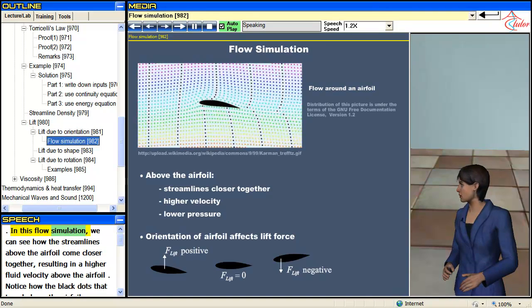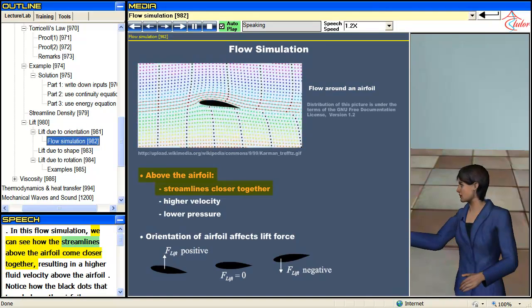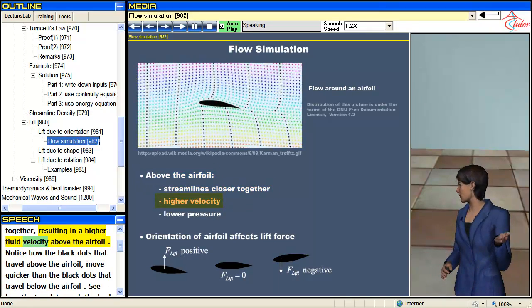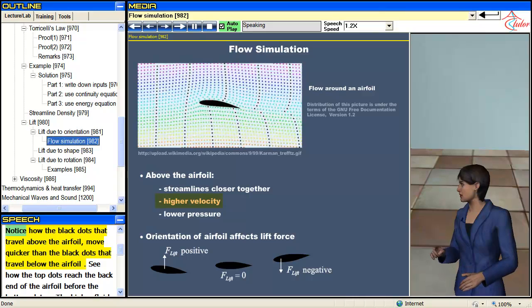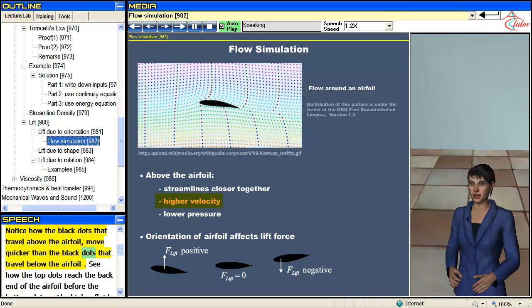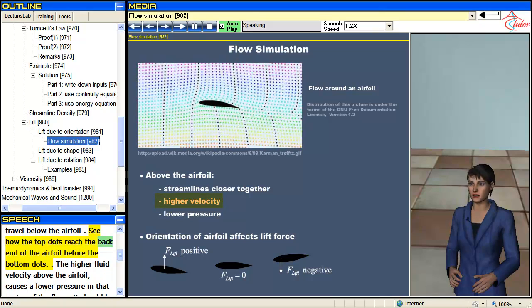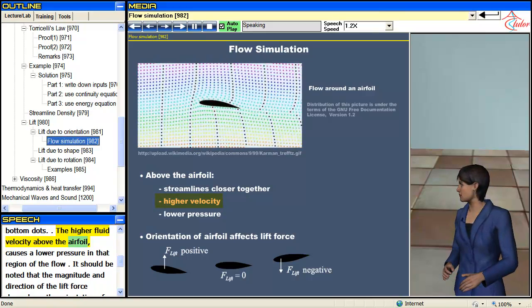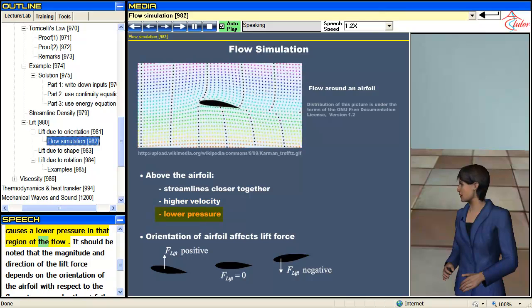In this flow simulation, we can see how the streamlines above the airfoil come closer together, resulting in the higher fluid velocity above the airfoil. Notice how the black dots that travel above the airfoil move quicker than the black dots that travel below the airfoil. See how the top dots reach the back end of the airfoil before the bottom dots. The higher fluid velocity above the airfoil causes a lower pressure in that region of the flow.